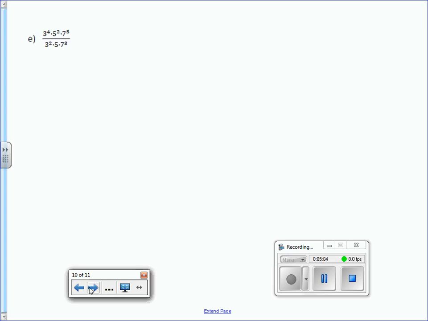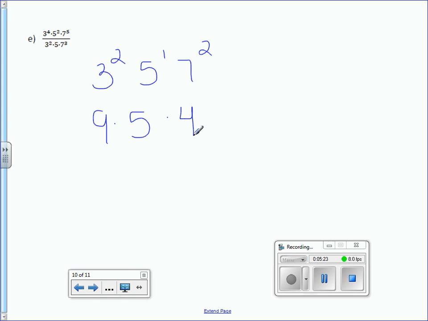Letter E, again, focus on each set. 3 squared, subtract those exponents. This would be 5 to the first, and 7 squared. 3 squared is 9, 5 to the first is 5, and 7 squared is 49. Multiply these together, and you get 2,205.